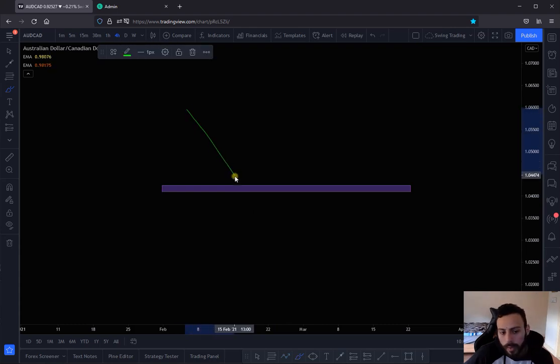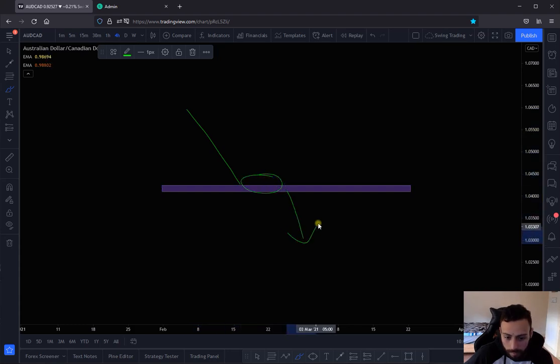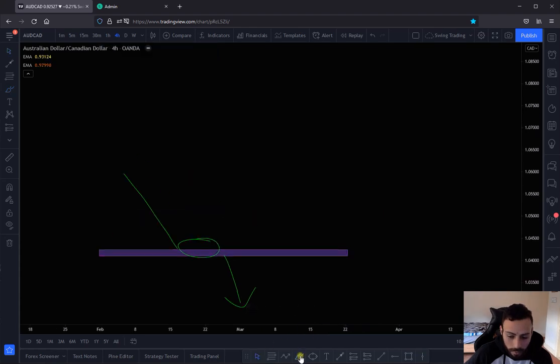There are two things that can happen. The first thing that can happen is that price can break through it and close down. Now, in order for price to break through a support level, it needs two things. First, it needs to consolidate at that level.